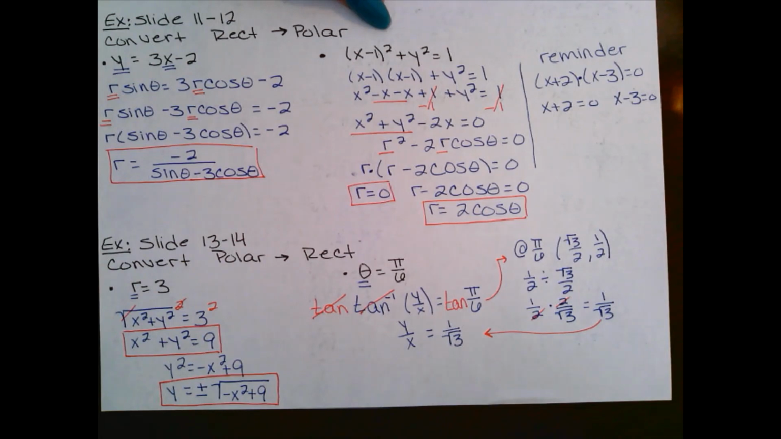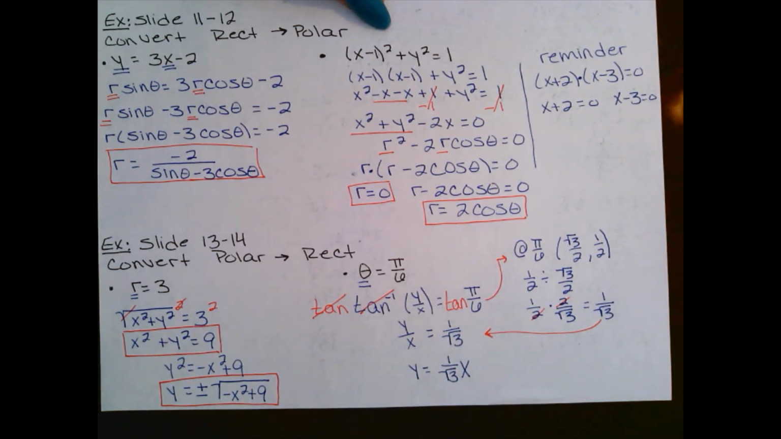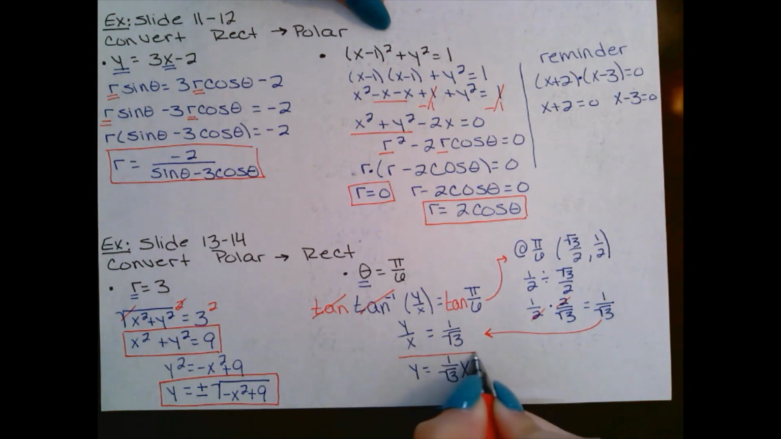Now, last step here to get y by itself is to multiply the x over. So I have y equals 1 over square root of 3 times x. And I'm done with this one.